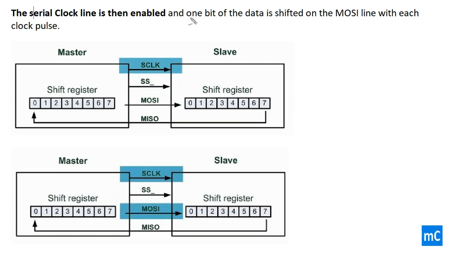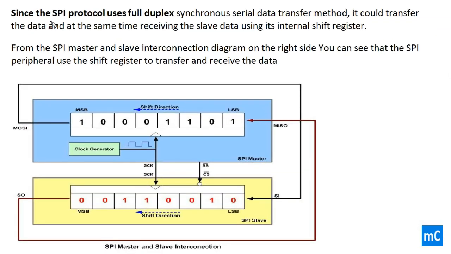The serial clock line is then enabled, and one bit of the data is shifted on the MOSI line with each clock pulse. Here we can see the serial clock is enabled after adjusting the slave select, and then the clock is given one by one, and for each clock pulse the MOSI line will be adjusted. Since the SPI protocol uses the full duplex synchronous serial data transfer method, it can transfer data while at the same time receiving the slave data using its internal shift register.